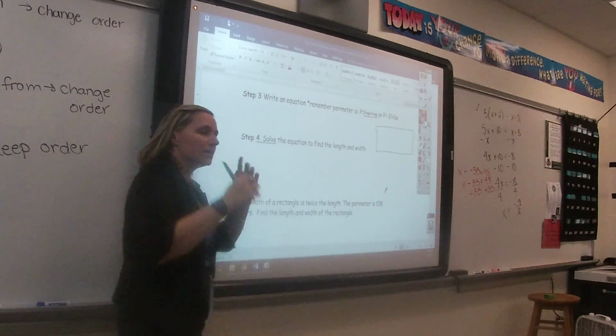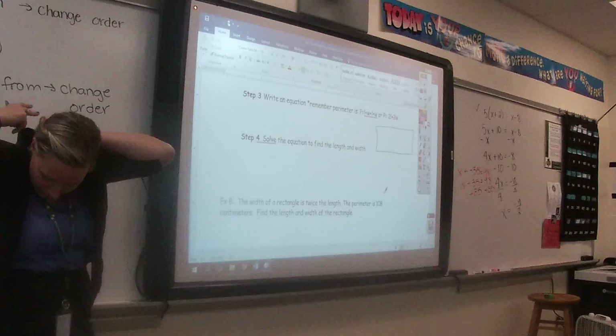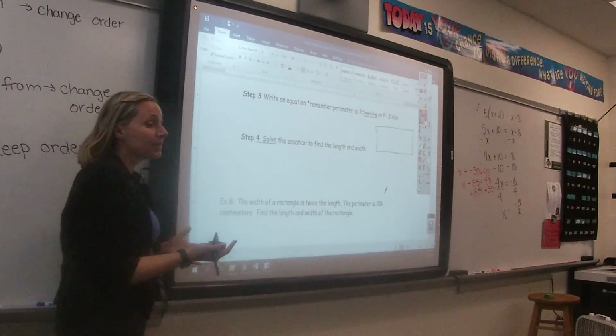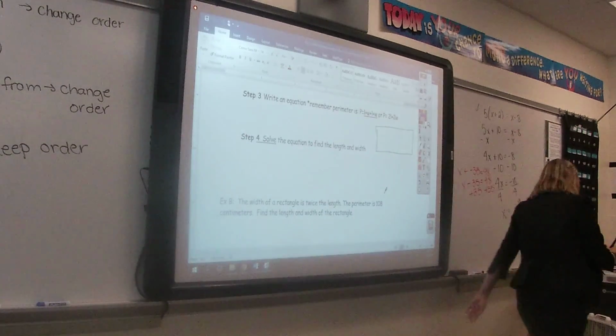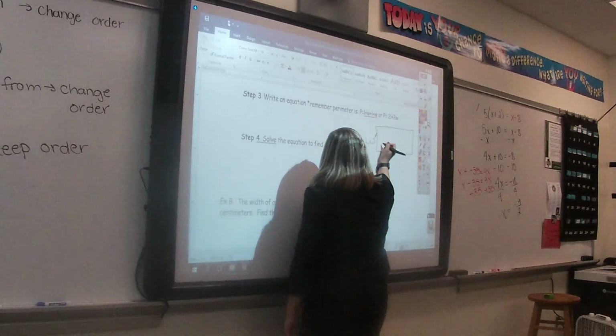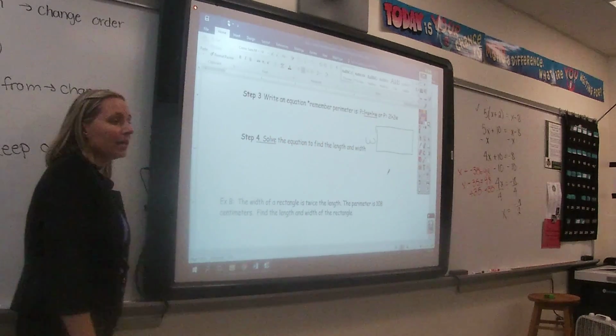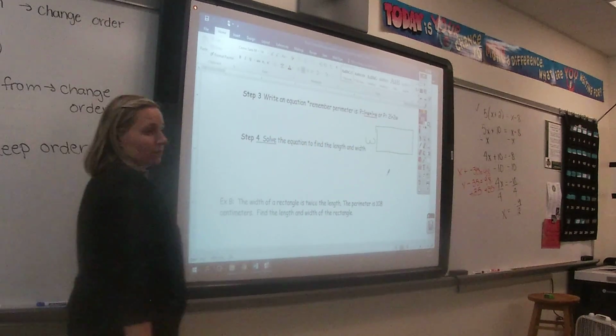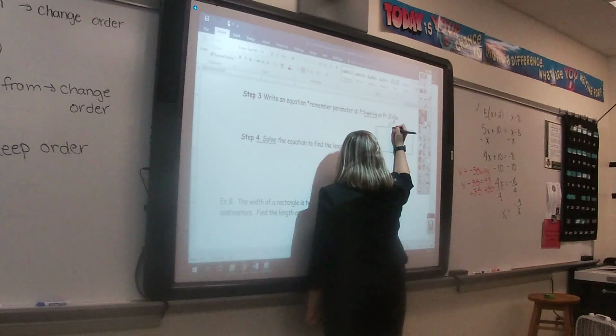That's a terrible rectangle, but pretend. What is one of my side lengths? What does my width equal? W. Okay, so my width is now W. What does my length equal? 5 plus W.